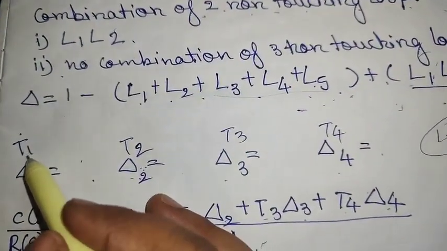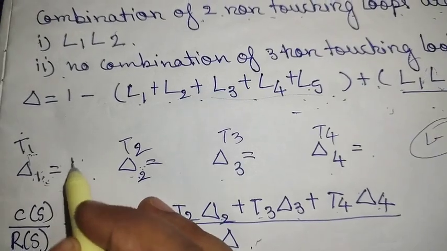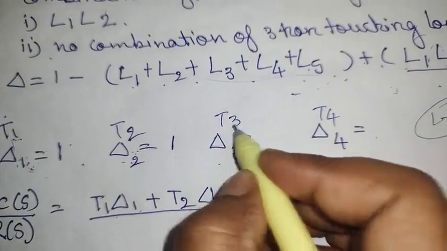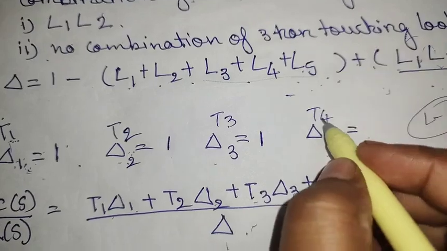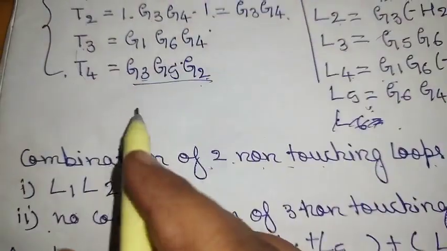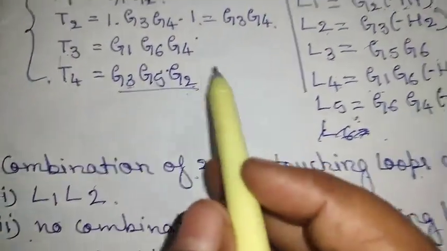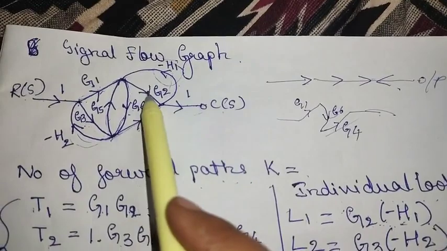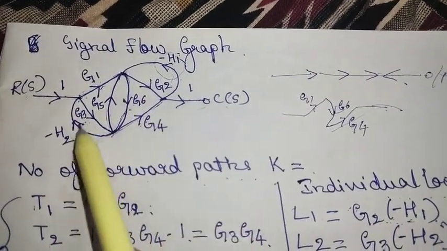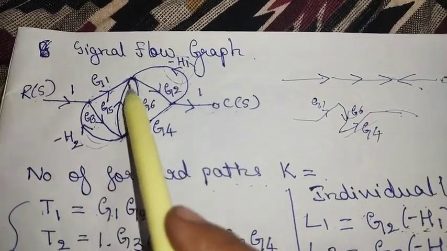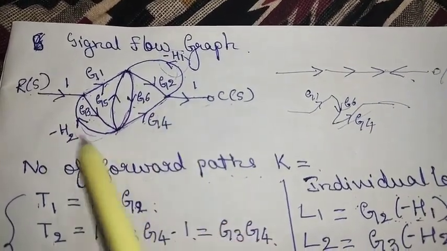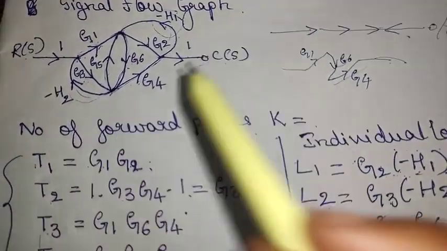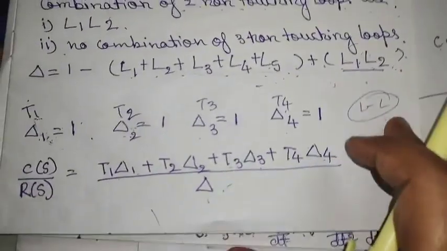If the first path is touching all the loops, then this value is 1. If this path is touching all the loops, then this value is 1. If the T3 path is touching all the loops, then this value is 1. T4 is also 1. T4 is nothing but G3, G5, G2. You observe in the circuit, G3 is here, G5 is here, and G2 is here. So it is coming like this and like this. Almost all the loops are connected, so you cannot write 1 minus a loop which is non-touching to this path. That's why all the values will become 1.